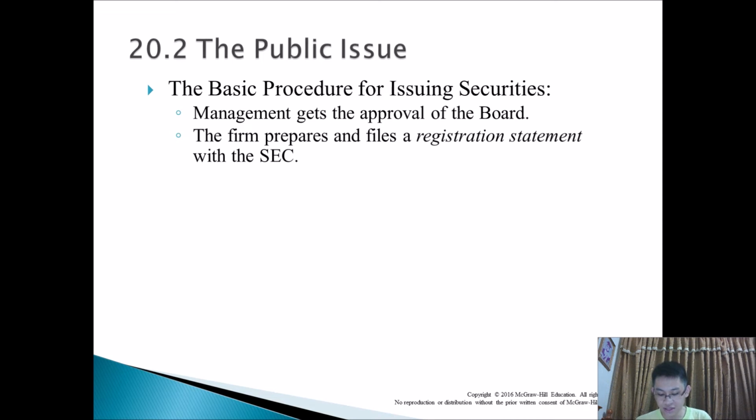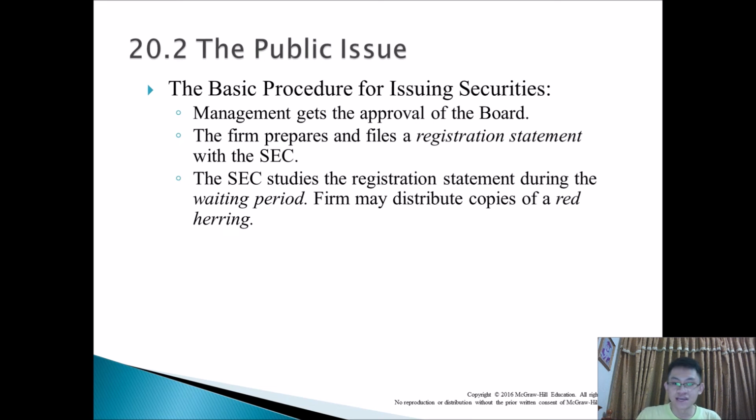This contains a great deal of financial information, including financial history, details of the existing business, proposed financing, and plans for the future. It is required for all public issues of securities, with two principal exceptions, which are loans that mature within 9 months, and second, issues that involve less than 5 million.